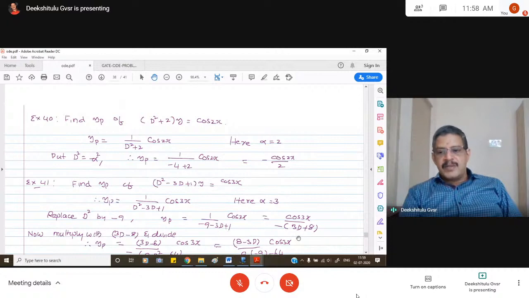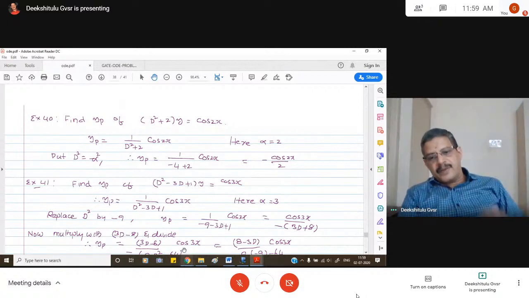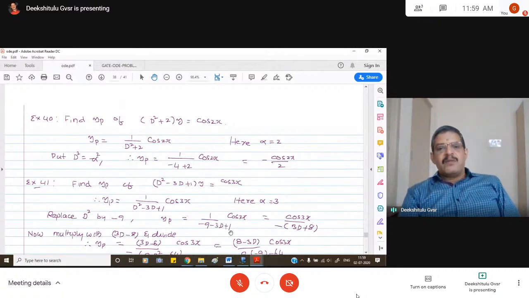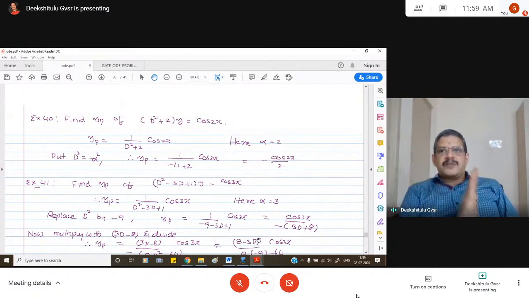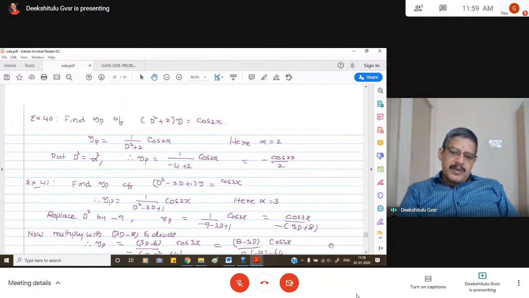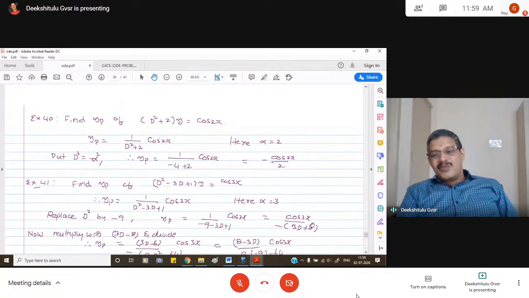So minus 9 plus 1 is minus 8. Very good. Then what about 3D? D is still there. There should not be any D's left over in this f of D. So we have to deal with this D. For sin alpha and cos alpha, D square is replaced by minus alpha square. So you always want to have a D square term in the denominator. Now what do we have here? Minus 3D minus 8. When you have this in the denominator, you want this to be in terms of D square terms.